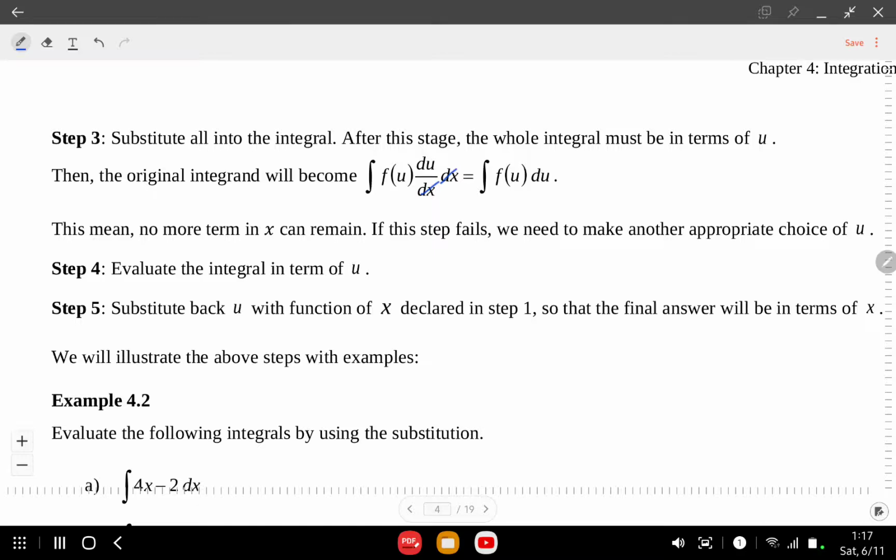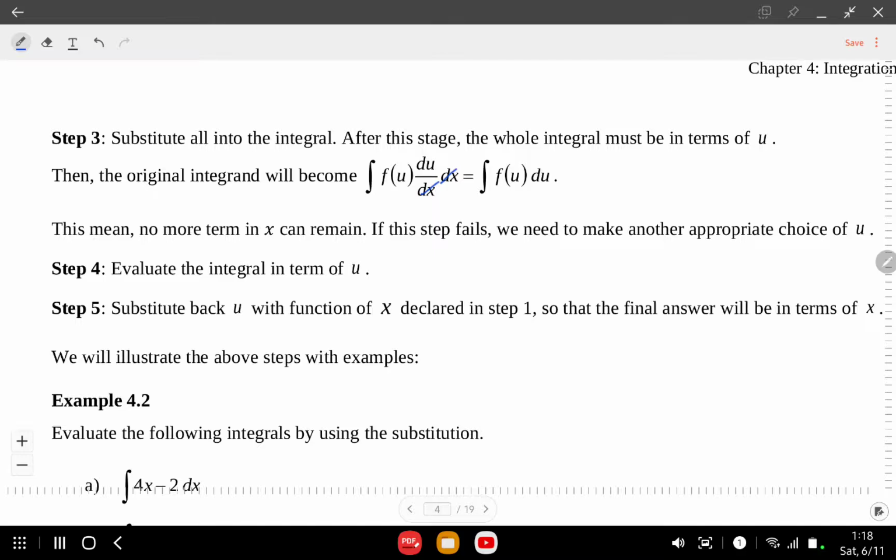So if you fail to substitute all in terms of u, masih ada term of x remain, so you need to change your assumption u. Okay, function u tu kena tukar. Kalau tak ada, no more term in x can be found in your integration, so you can integrate the function.